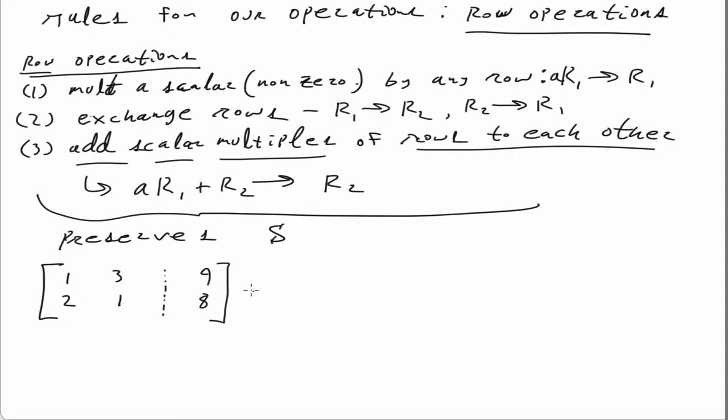Okay, so I can now change this a bit. I want to take row 1 and multiply it by, let's say, 5. And I want that to be my new row 1. All right, so what I would do then is write 5 times 1 is 5, and then 3 times 5 is 15, and then 9 times 5, that's going to be 45.